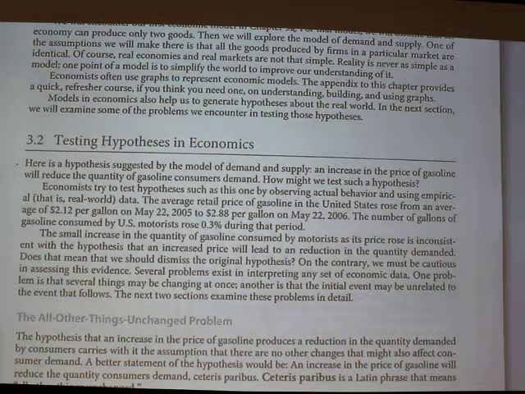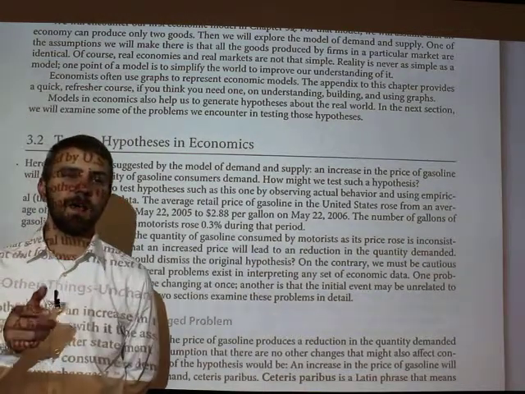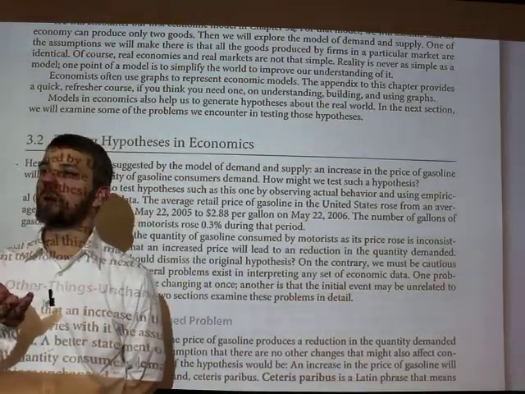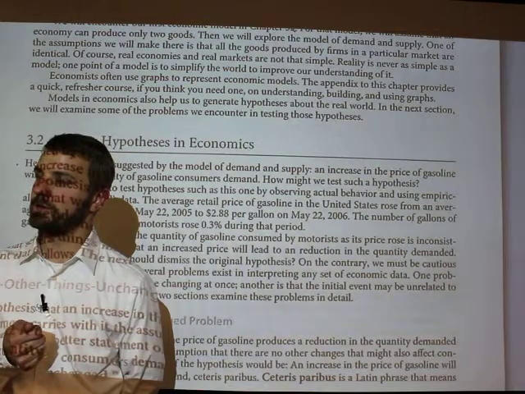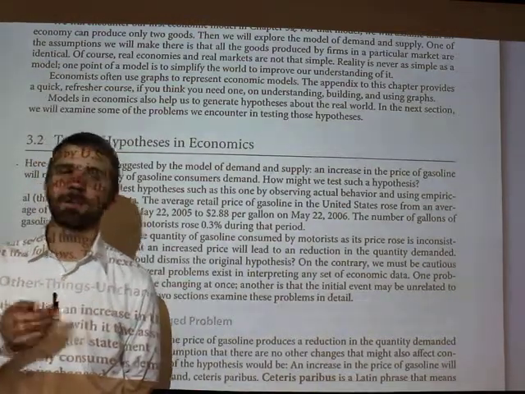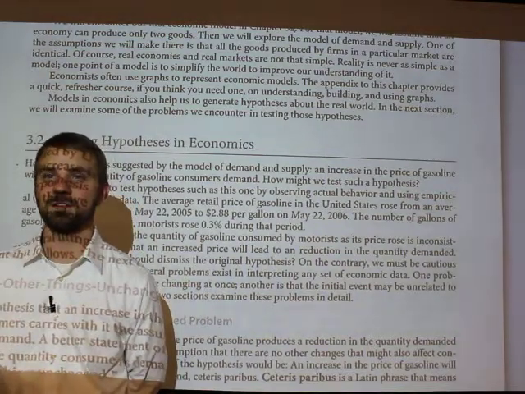And the hypothesis that I stated a moment ago, that when the price of gasoline goes up, quantity demanded goes down, is a little bit incomplete. In other words, we could be more precise if we say, as the price of gasoline goes up, quantity demanded goes down, ceteris paribus. So by saying ceteris paribus, that means as long as nothing else is happening.